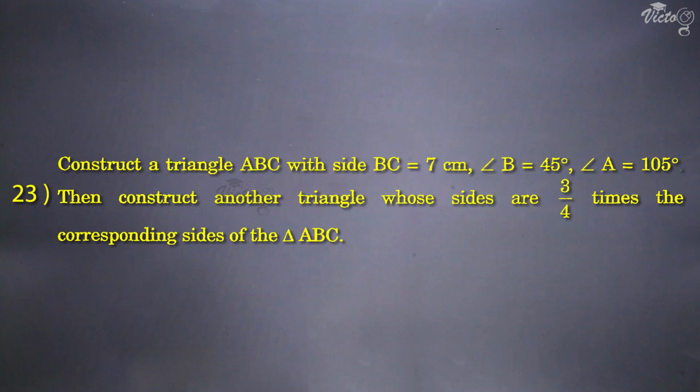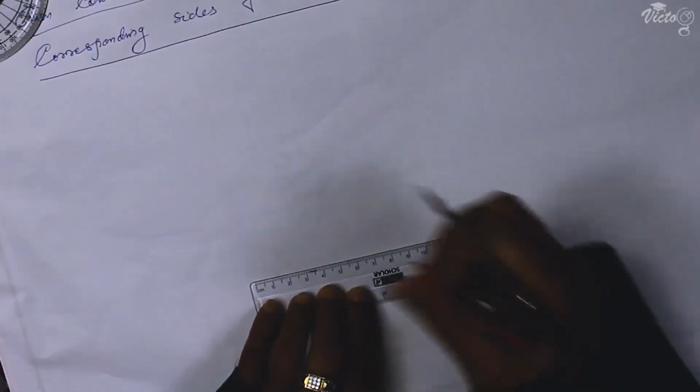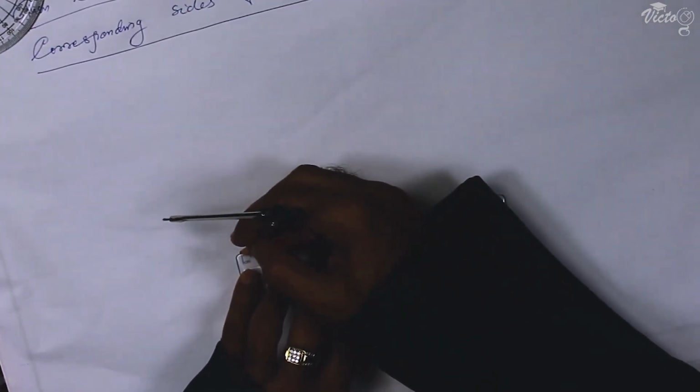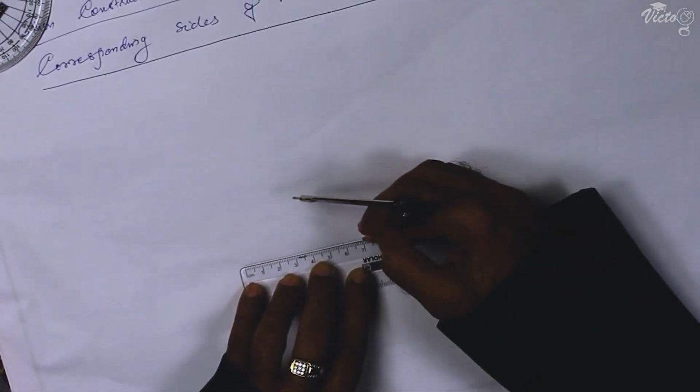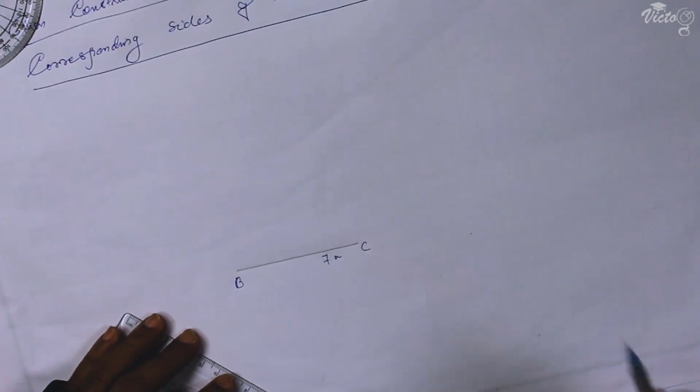In this question, the measure of the length of one side and two angles are given. With these measures, we are going to draw a triangle ABC. The length of side BC is equal to 7 cm. Draw a line segment with a length 7 cm. It is BC. Name it as BC, which is equal to 7 cm.